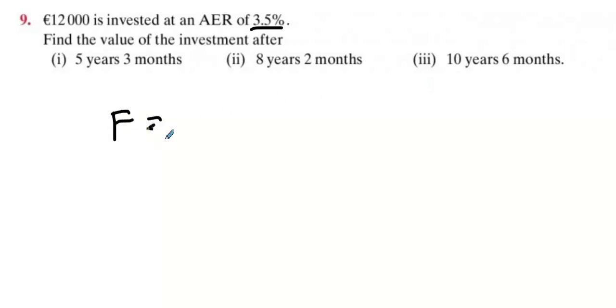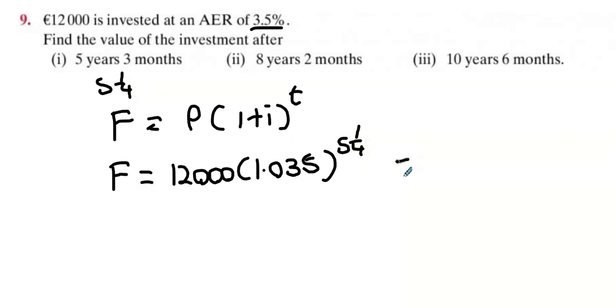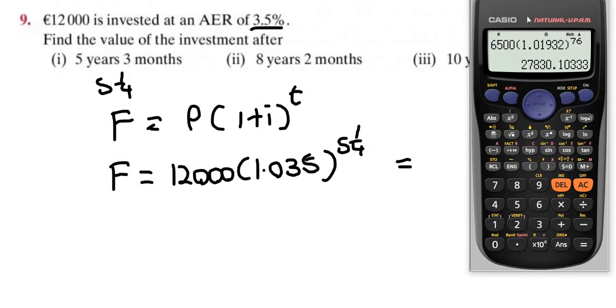F equals P times (1 plus I) to the power of T. My first method would revolve around trying it this way. F equals 12,000 multiplied by 1 plus I. And what's 1 plus I in this case? 1.035. Now, how long is 5 years and 3 months? 5 and a quarter. Put it to the power of 5 and a quarter, and see what answer we get.